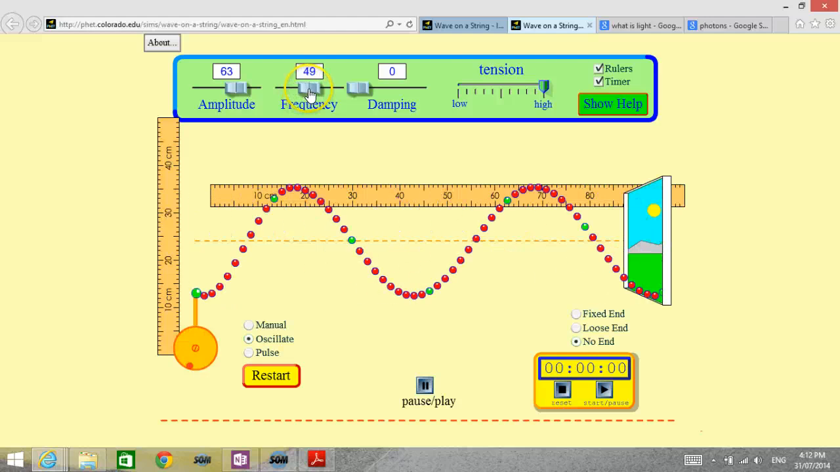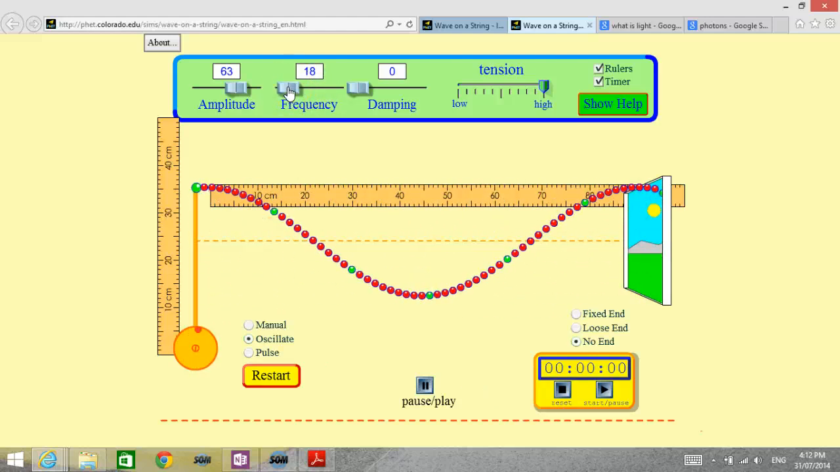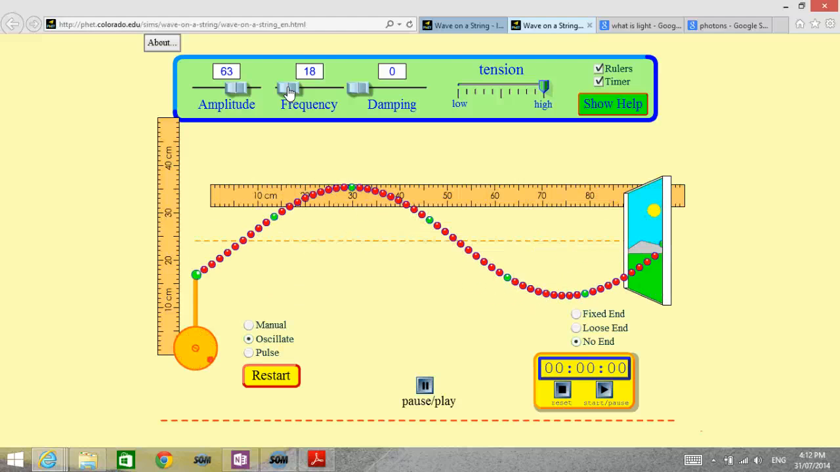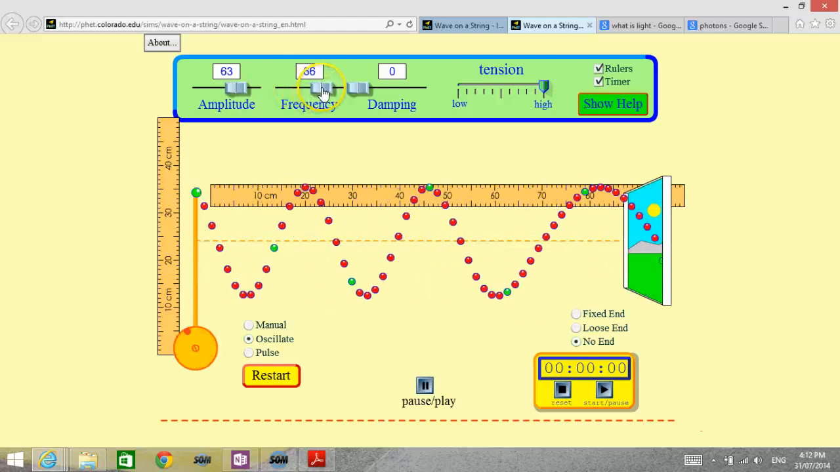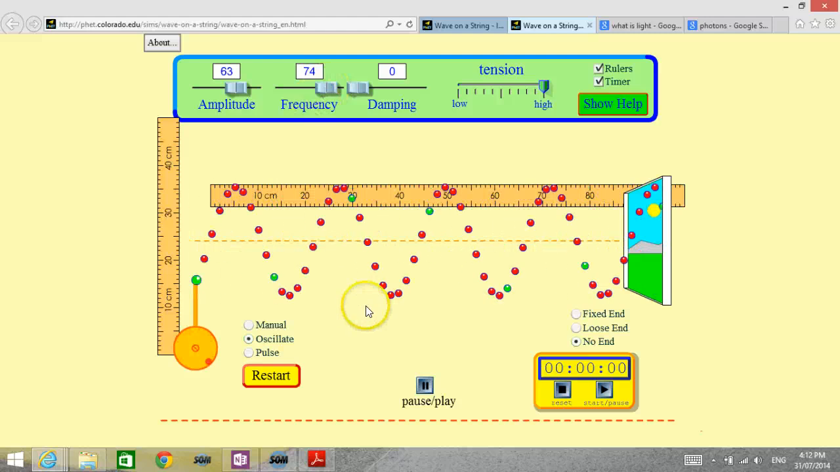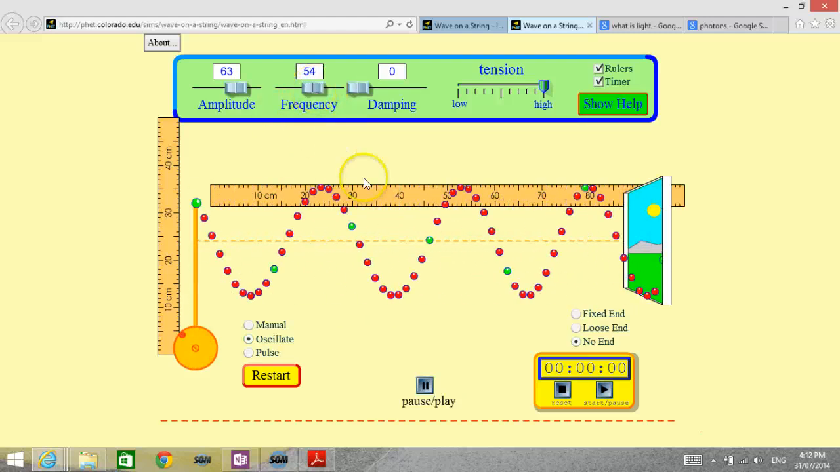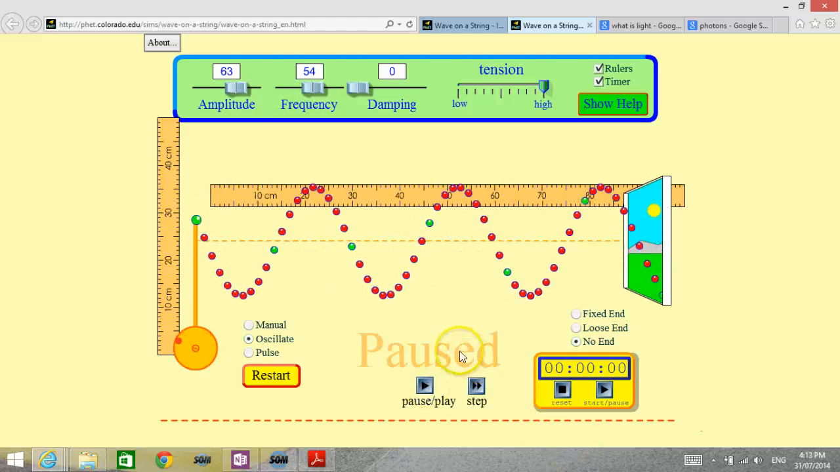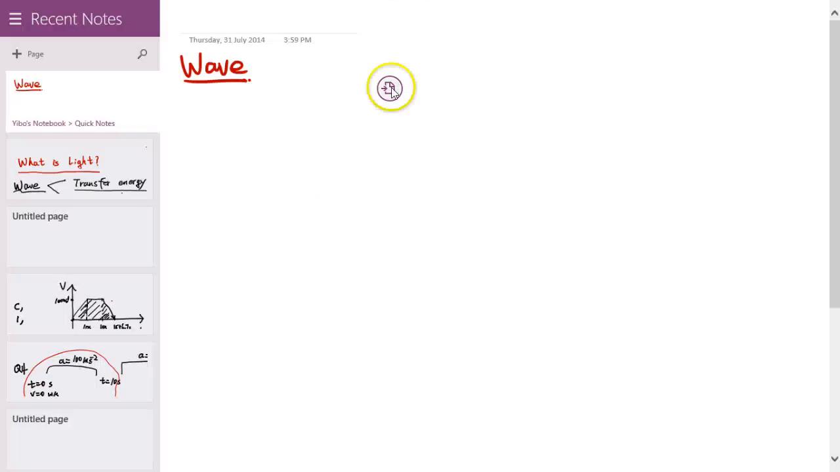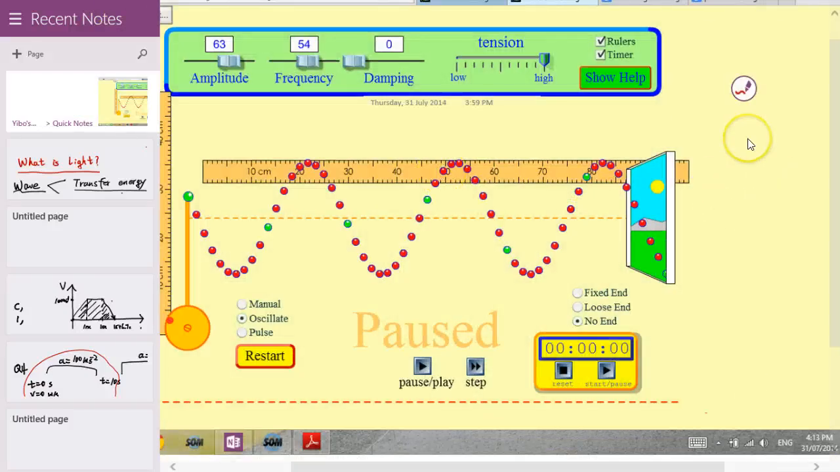Now here is the frequency, which is how frequently the wave occurs. If I have low frequency, the wave is really big and long. If I have higher frequency, the wave looks like this. Okay, let's make it a little bit lower. Now let's pause it.